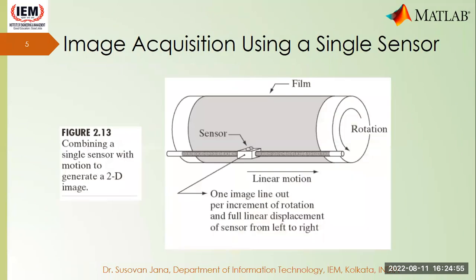Now, how to sense an image from a view with the help of a single sensor? You can place that sensor over a line where the sensor will move in one direction only, and you plug your film or the image in some rotator which will rotate. In that way, it will scan throughout the image to get all the pixels from that image.